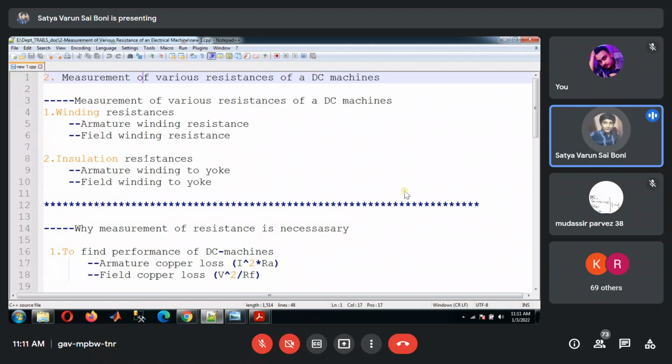Coming to the winding resistance, there are two resistances in winding: armature winding resistance and field winding resistance. Coming to the insulation resistances, there are armature winding to yoke resistance and field winding to yoke resistance. Don't worry, I will show you these four things clearly in the diagram. So we are doing the resistance measurement.